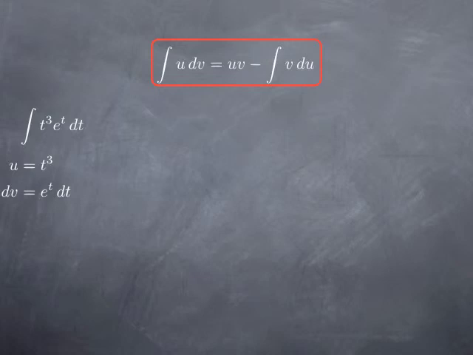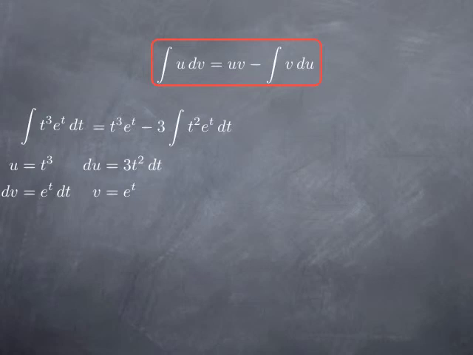Applying the integration by parts formula, we obtain uv, which is t cubed e to the t, minus the integral of v du. That's e to the t times 3t squared dt, so we obtain minus 3 times the integral of t squared e to the t dt.